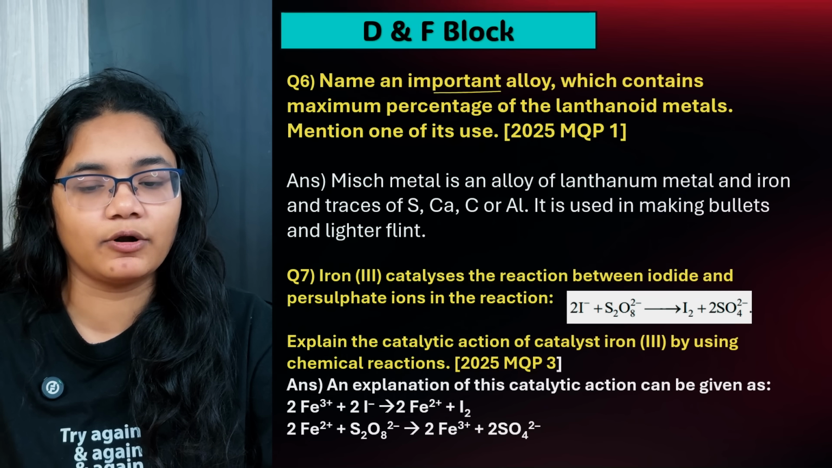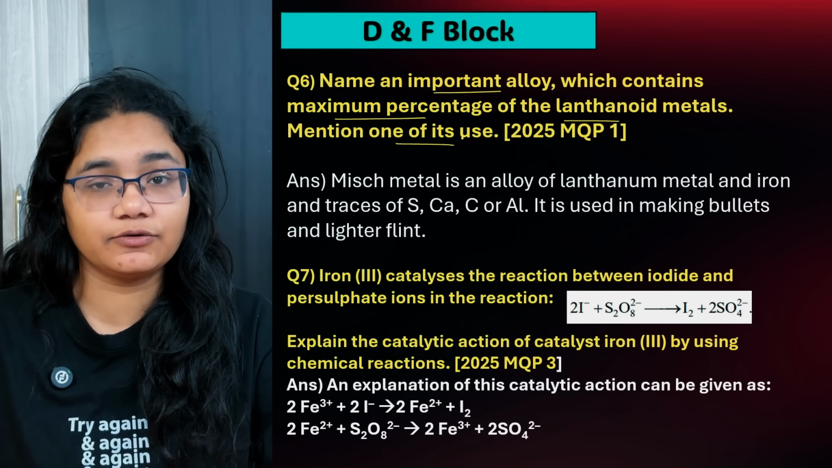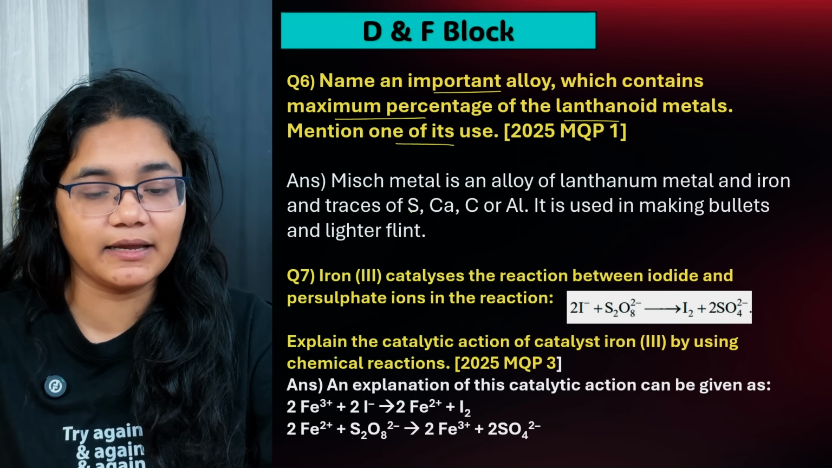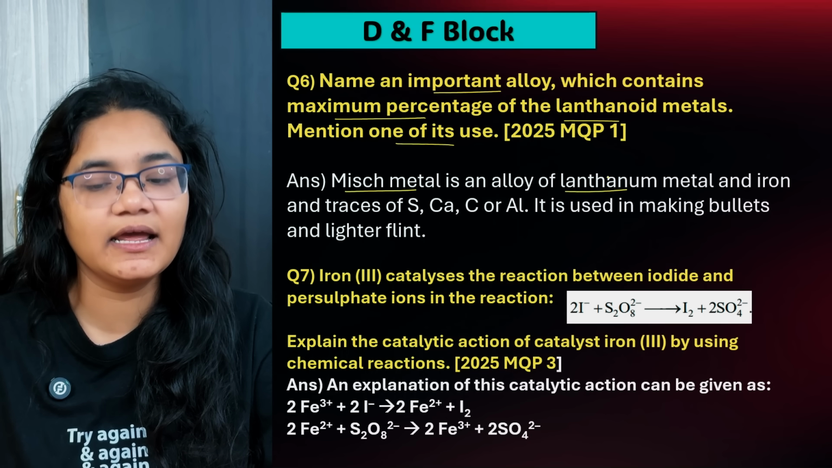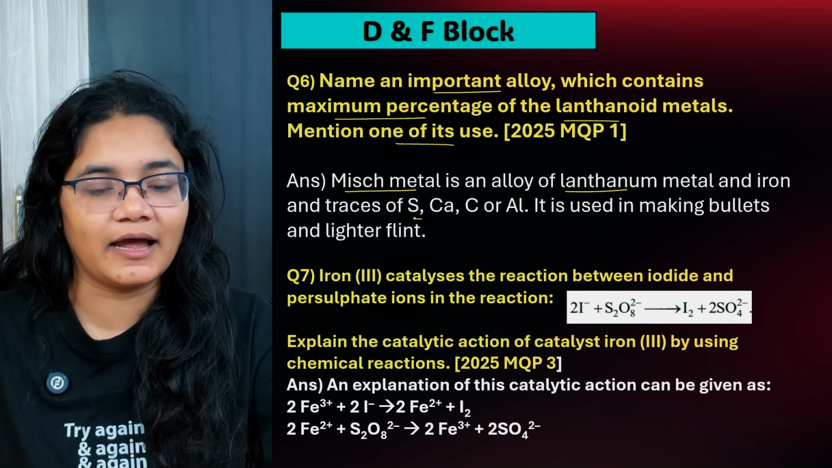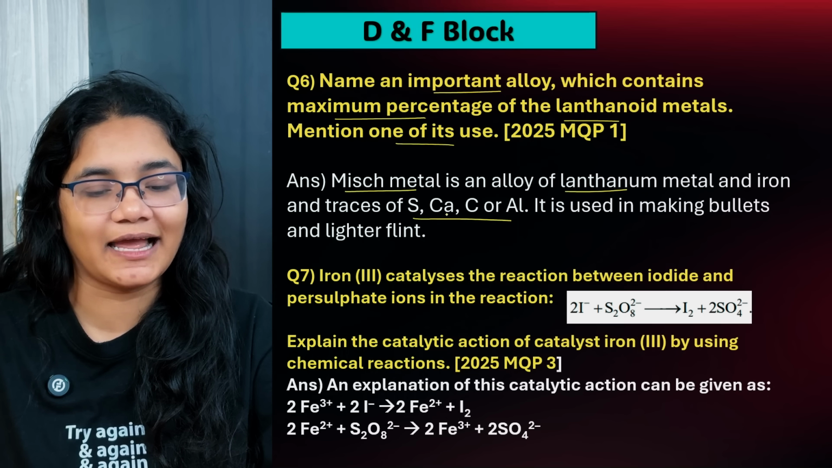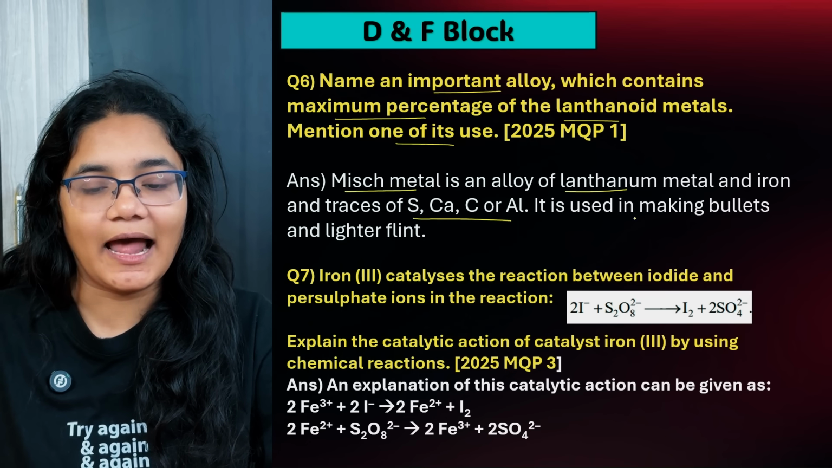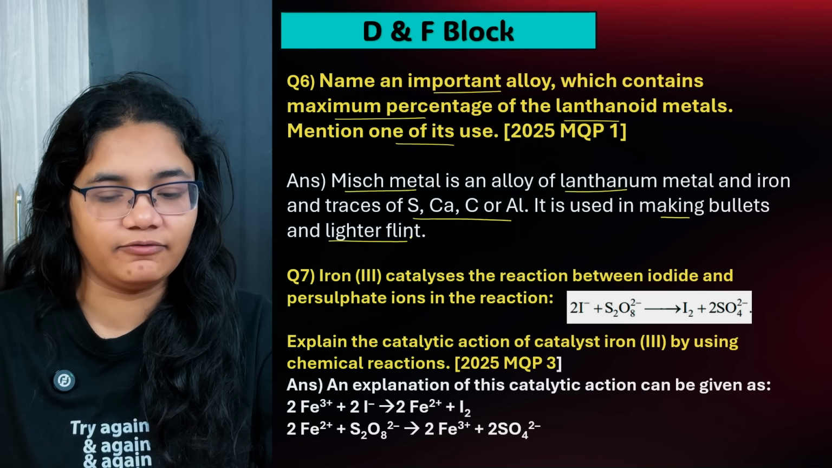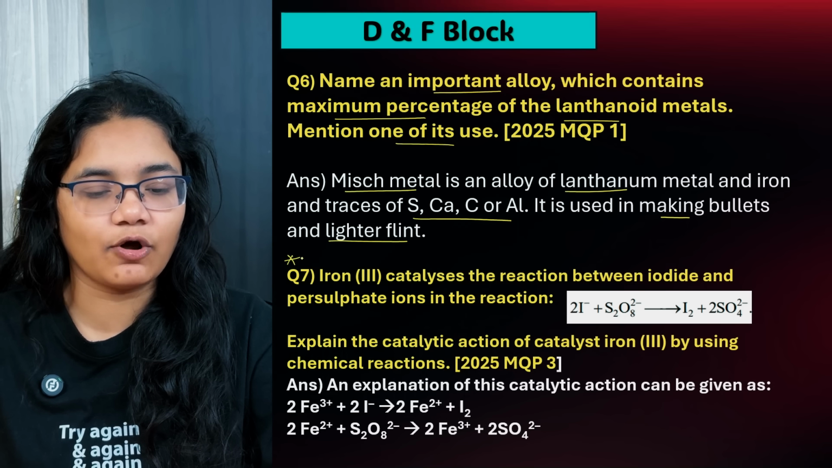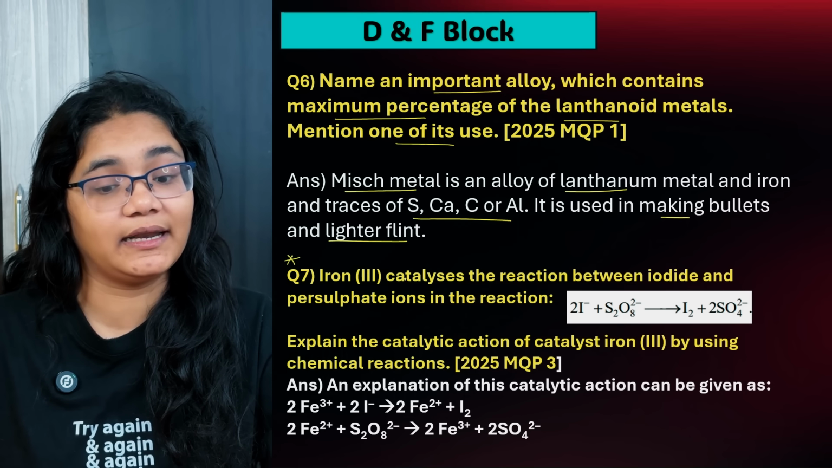If you see, name an important alloy which contains maximum percentage of lanthanide metals and mention one of its use. So the alloy name is mischmetal, okay, and it consists of lanthanum 95%, around 5% of iron and traces amount of sulfur, calcium, carbon or aluminium, and it is used in making bullets and lighter flint. Next question, this was from model question paper 3 of 2025.